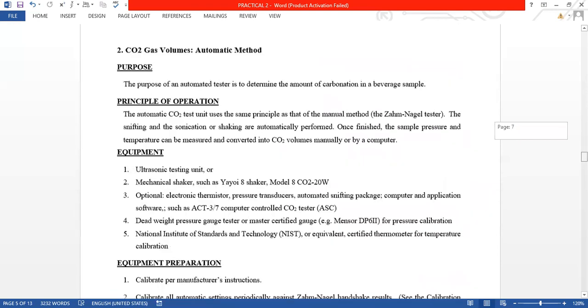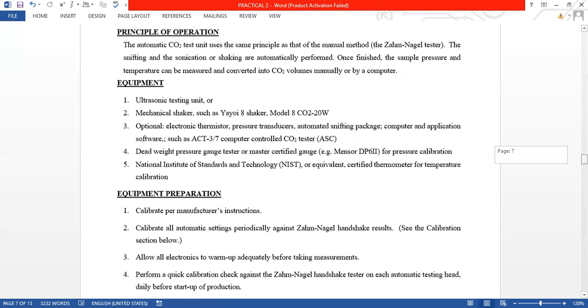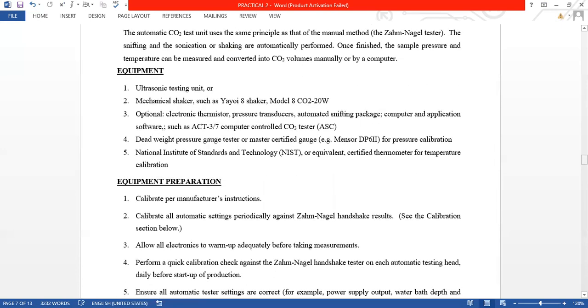Carbon dioxide gas, this is the second method. Carbon dioxide gas volume aromatic method. The purpose of the aromatic tester: here we are using the aromatic tester to determine the amount of carbon dioxide in the beverage sample. For the equipment: ultrasonic test unit, mechanical shaker.